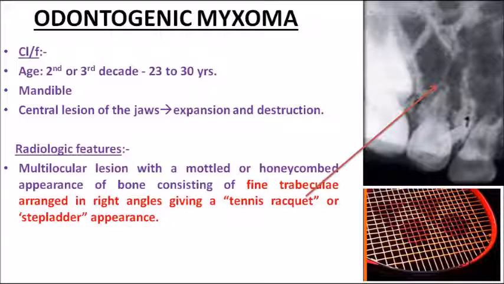So remember all these points. Odontogenic myxoma, MCQ wise, you only have to remember the radiology part. Radiologically it appears as a tennis racket. The radiolucent areas are like the compartments in a tennis racket, or a step ladder. So this particular feature is seen in odontogenic myxoma.